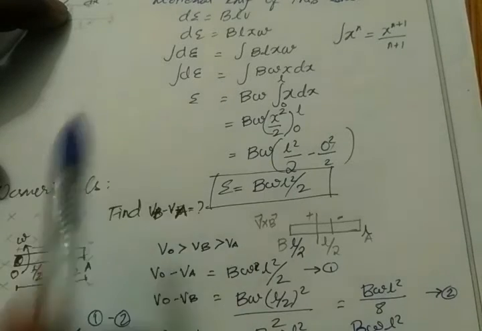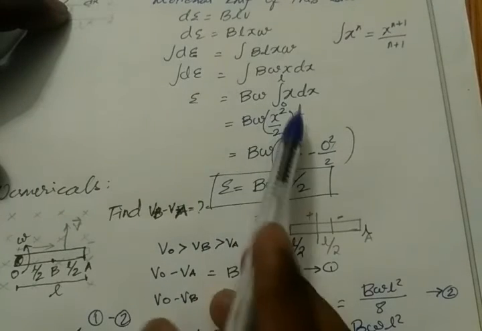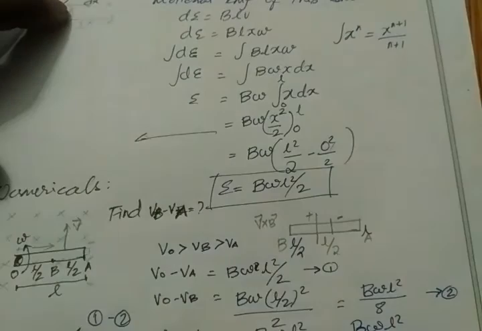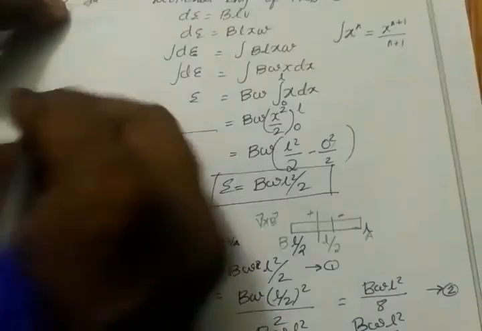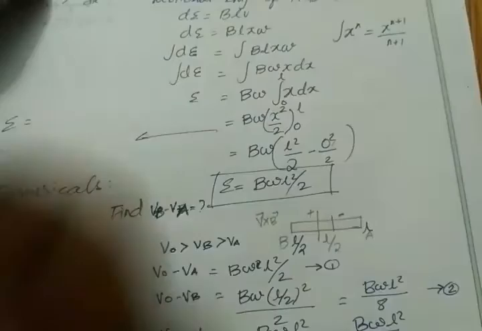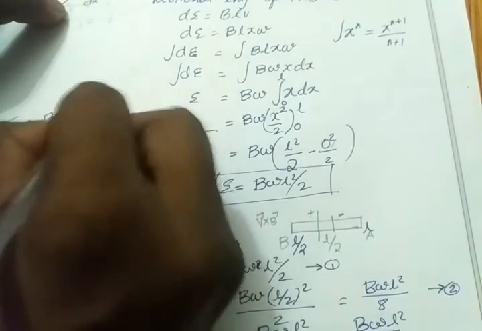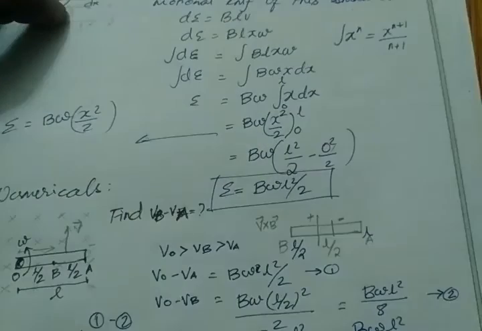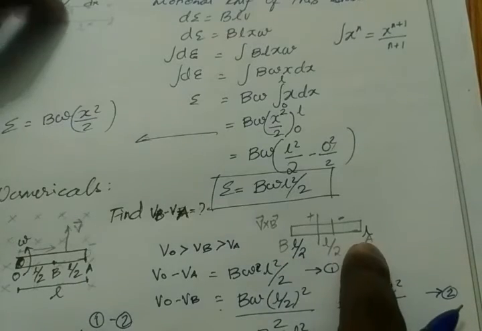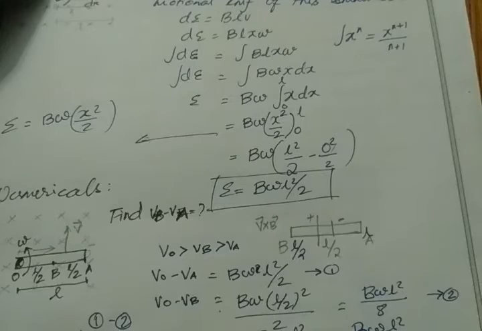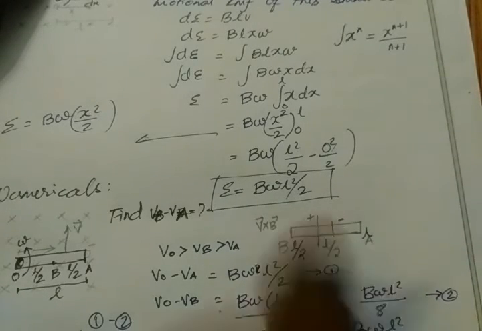Clear? So if I substitute the value in this equation, I write it here. For this diagram, I write EMF equal to B omega x square by 2 and my limit is from L by 2 to L. Here I take the full length of the rod, 0 to initial point, final point L. But here I take only midpoint to final point. Midpoint is L by 2, final point is L. So I can take L by 2 to L.